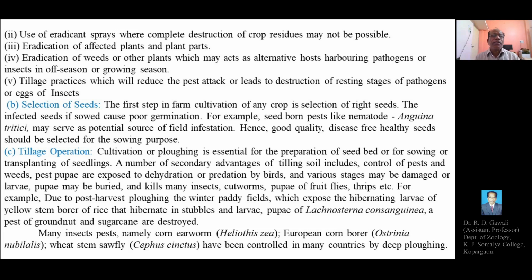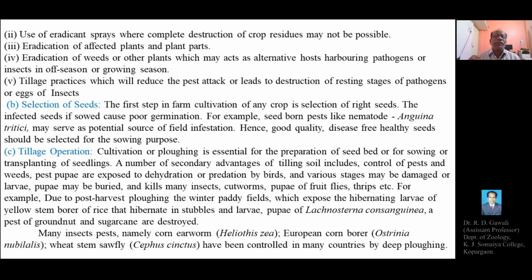And that's why it is essential to eradicate these weeds or other plants which may act as alternative hosts, harboring the pathogens or insects in the off season or growing season. So this is again another drawback. They may harbor the pathogens or other insect pests which may hide in these plants. So this will become an alternative host for the pest population.